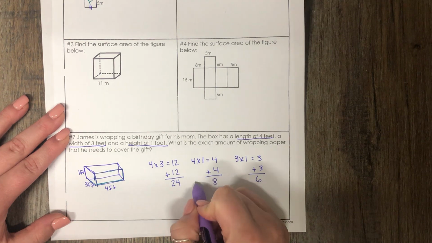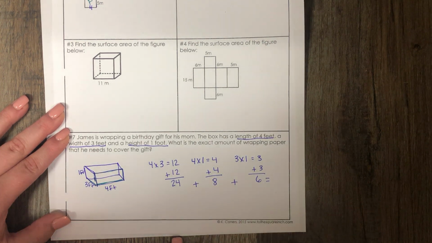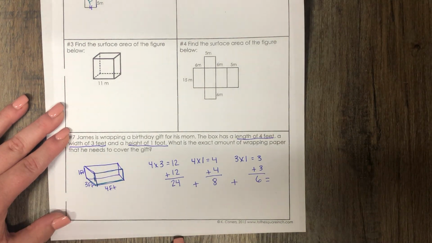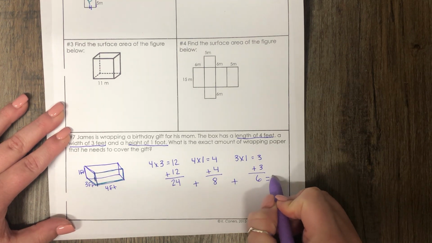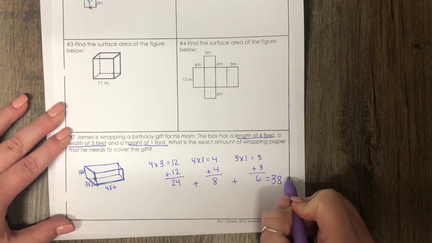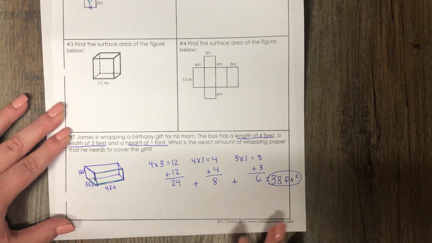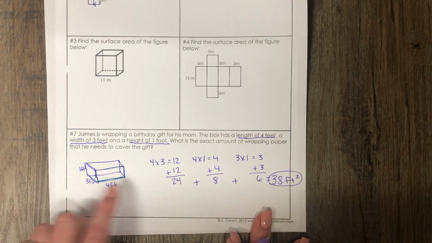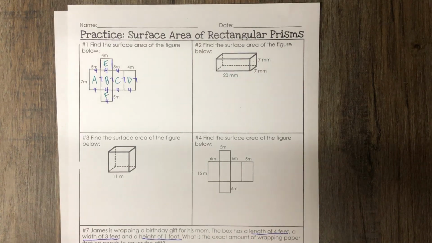So now I'm going to add these sums together to get my total surface area: 24 plus 8 should give me 32. 32 plus 6 gives me a total area of 38, and then it's feet squared. Okay? So there's your little shortcut, but do know you can draw the shape and figure it out that way. Go ahead and finish the rest of this practice on your own.